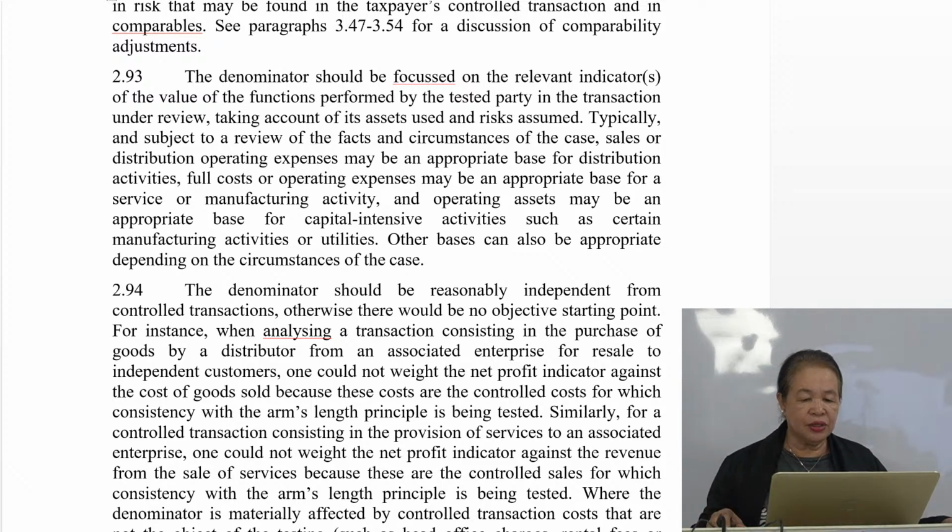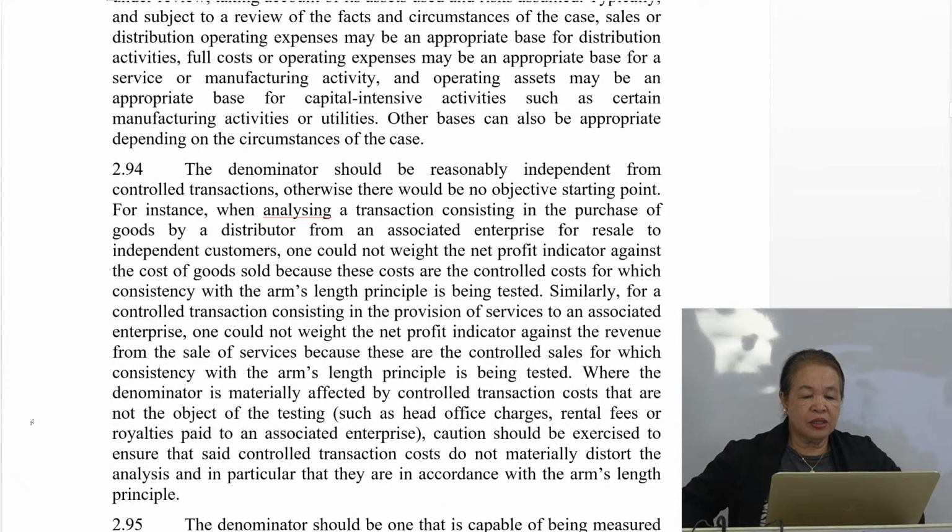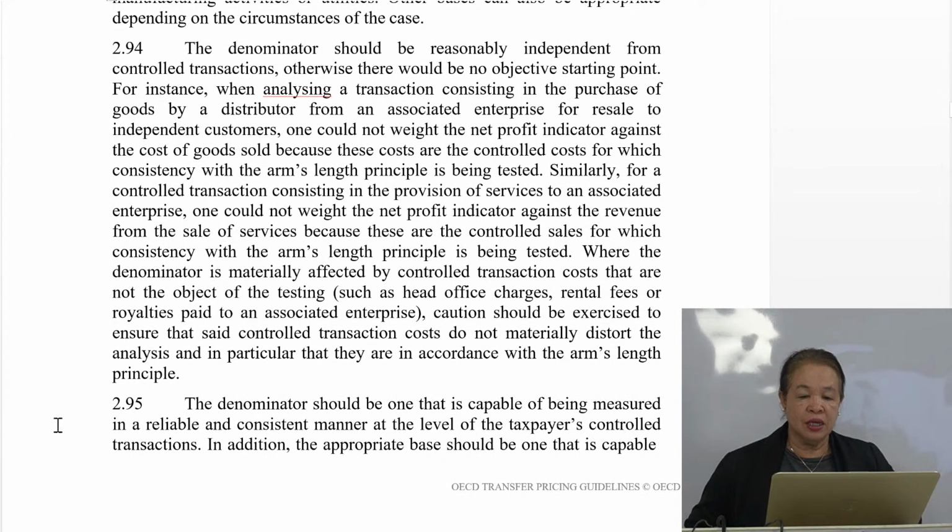The denominator should be reasonably independent from controlled transactions. Otherwise, there would be no objective starting point. So for instance, when analyzing a transaction consisting in the purchase of goods by a distributor from an associated enterprise, one could not weight the net profit indicator against the cost of goods sold, because these costs are the controlled costs for which consistency with the arm's length principle is being tested.